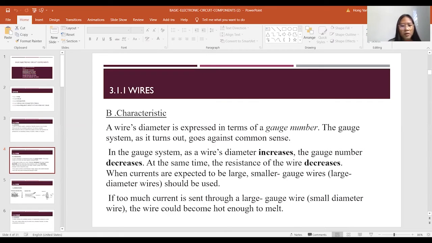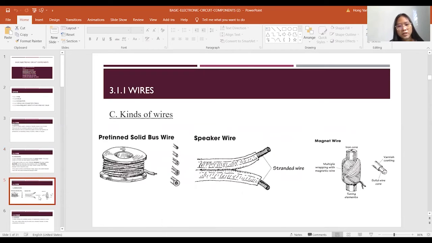Another interesting thing about wires is if too much current is sent through a lower gauge wire, the wire could become hotter and hotter, even to melt. And now move to the last part, the classification.